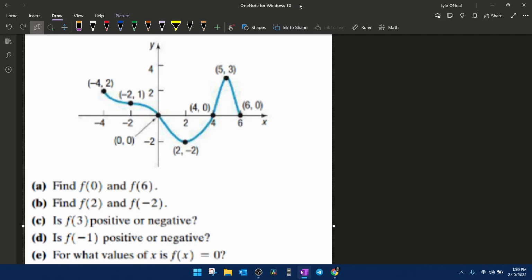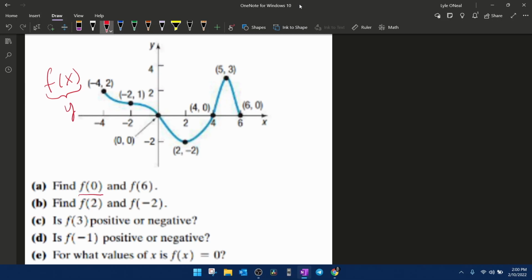The next concept we need to look at in this section is, given the graph of a function, how do we interpret and answer questions about that graph? So here we've got a lot of parts to get through. First, part A says to find particular function values. So remember, function notation is f of x. Whatever is in the parentheses is your x value or your x coordinate. Also remember that f of x together means y.